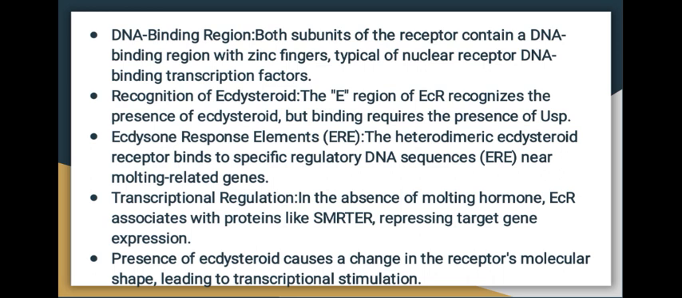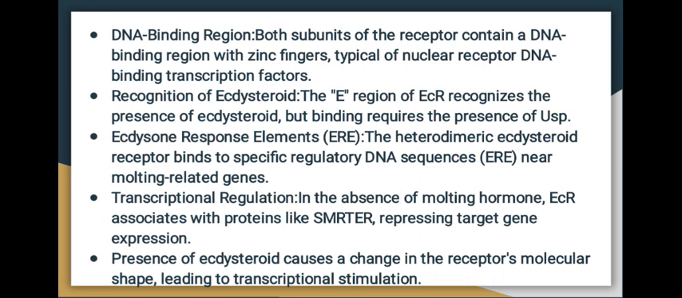Then ecdysone response elements, ERE region. The heterodimeric ecdysteroid receptor binds to specific regulatory DNA sequences or EREs near molting related genes. Then transcriptional regulation will be taking place. In the absence of molting hormone, ECR associated with proteins like SMRTER represses target gene expression. Don't forget the spelling of this protein.